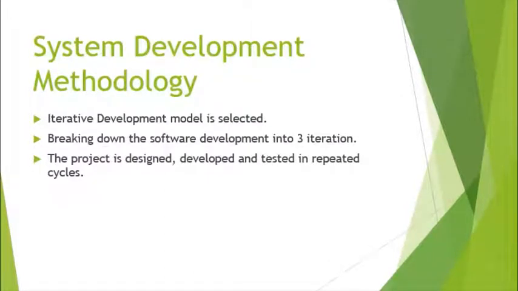Now we finish the literature review, and we come to the system development methodology. The system development methodology chosen is the iterative development model. This model breaks down the software development into 3 iterations, and the project is designed, developed, and tested in repeated cycles, which is three cycles.